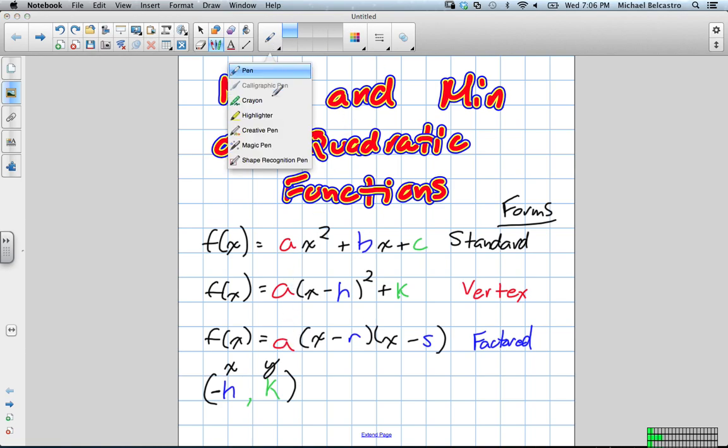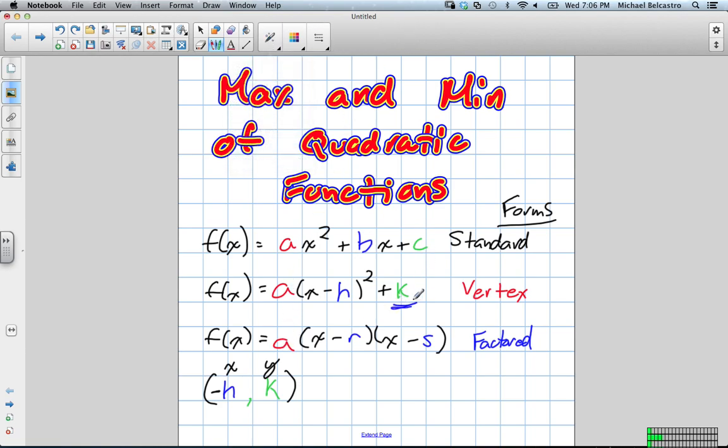So whatever those numbers are, let's say that k was 5, well that means the y value of the vertex would be 5, and if h was negative 2, we take the opposite of that, so the x value is positive 2. So your vertex would be at positive 2 and 5. So it's the easiest one to tell, especially when solving max and min. This is the exact point, the coordinate of the vertex, hence why they call it vertex form.